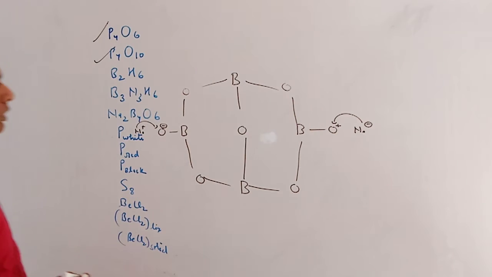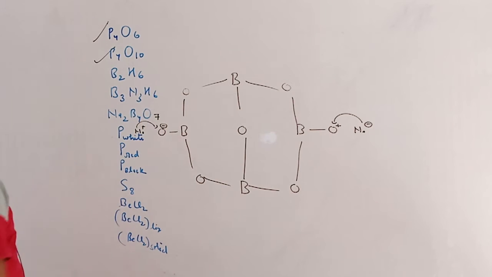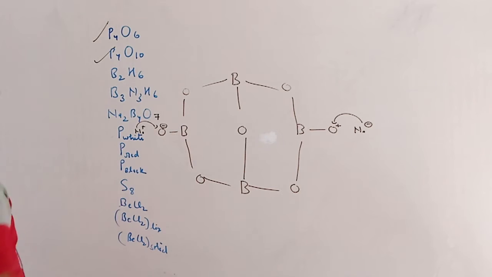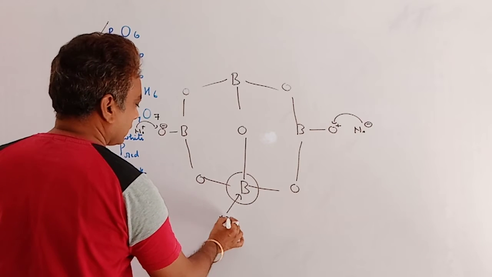So here is the dot structure of Na2B4O6. Sorry, Na2B4O7. 1, 2, 3, 4, 5, 6, 7. Na2B4O7, borax. Clear? The oxidation state of each boron is +3.